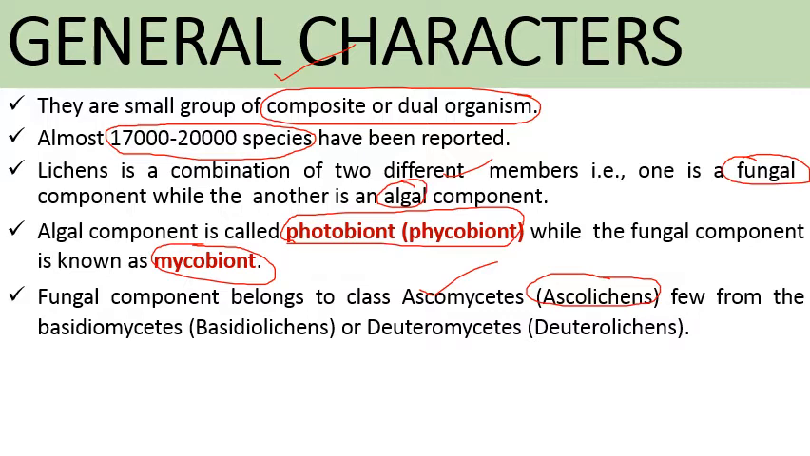Some fungal members are from basidiomycetes, and they are called basidiolichens, and some are from the deuteromycetes, commonly called fungi imperfecti, and these lichens are called deuterolichens. So on the basis of the fungal component, we divide lichens into different categories like ascolichens, basidiolichens and deuterolichens.